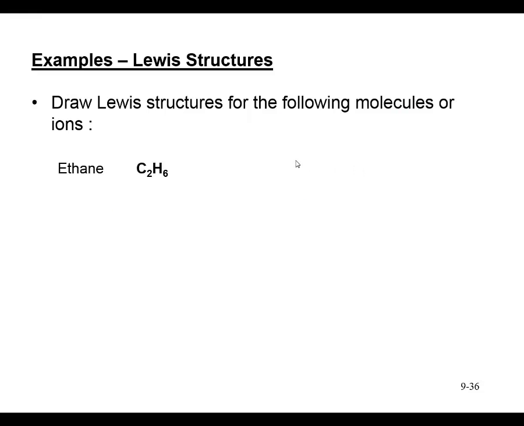Okay, let's consider drawing a Lewis structure for ethane, which is a hydrocarbon. It has the formula C2H6. So if I draw a skeletal structure for that, I'm going to go ahead and put the carbons in the center because hydrogens are a good choice to put on the outsides. And I'm going to have 6 hydrogens. So I'm going to give 3 hydrogens to the first carbon.